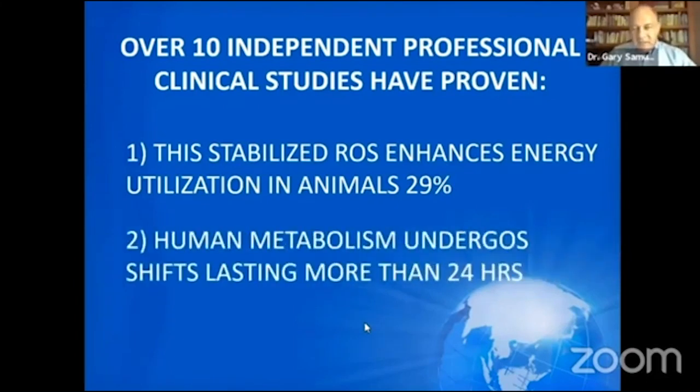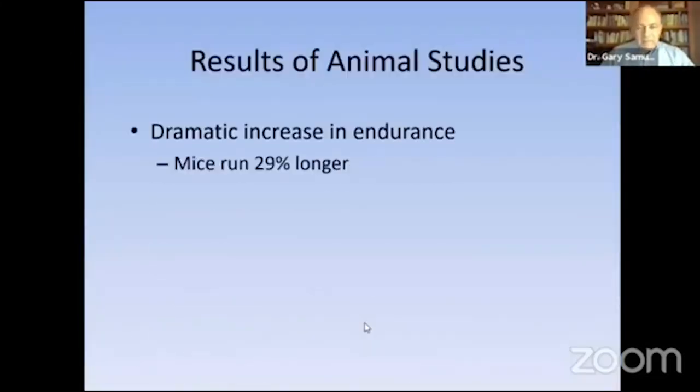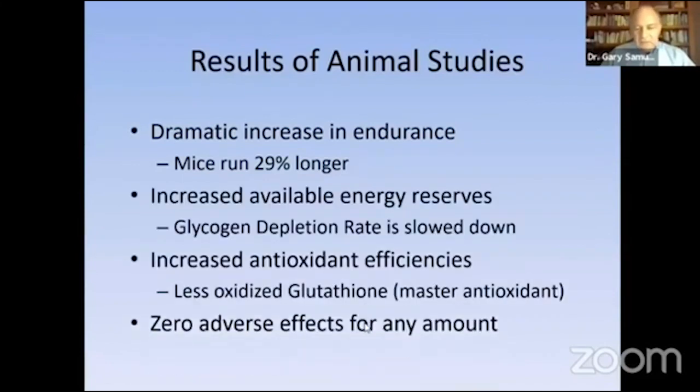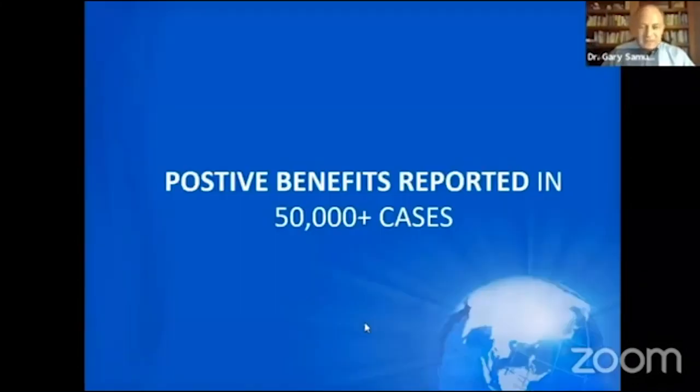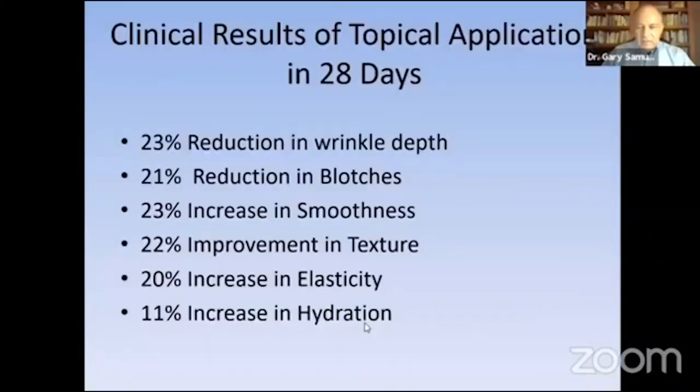And it also helps to enhance the energy utilization in animals. Mice were shown to run 29% longer when they were given SIA. The human metabolism also shifts, with changes in metabolites that last longer than 24 hours. Again, this was a study that was done about 3 or 4 years ago. And then there are several theories as to why it is working and why it's doing this, and we're still discussing. The science is just at the barely beginning of understanding this, and then the thousands of cases that have been reported for positive benefits.